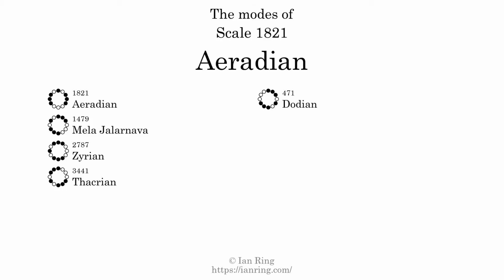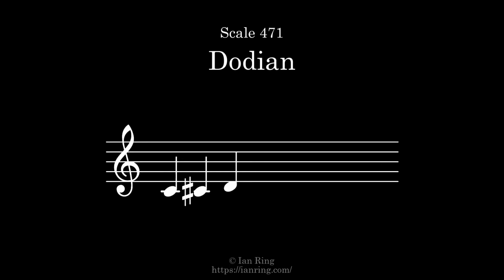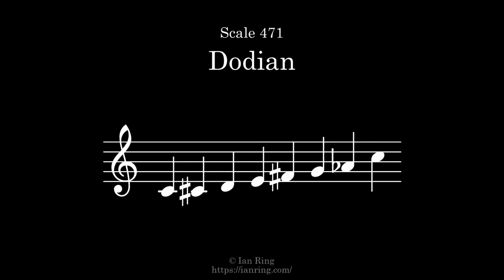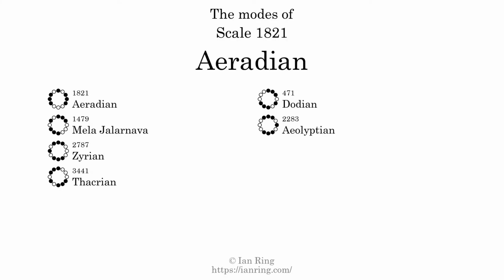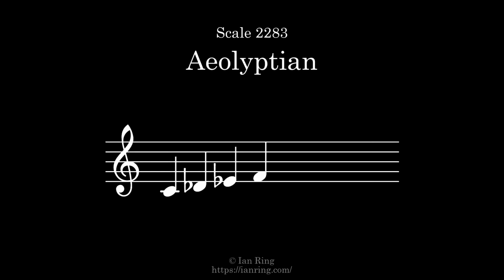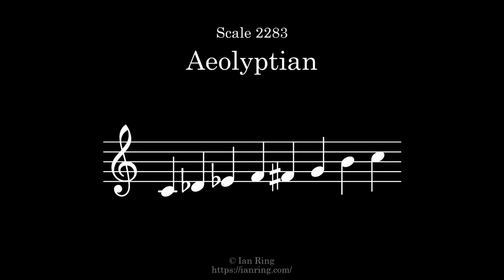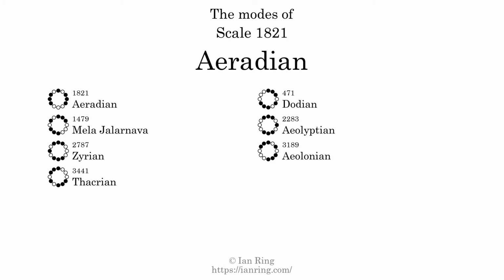The fifth mode is scale 471, also known as Dodian. It sounds like this. The sixth mode is scale 2283, also known as Elliptian. It sounds like this. The seventh and last mode is scale 3189, also known as Aeolian. It sounds like this.